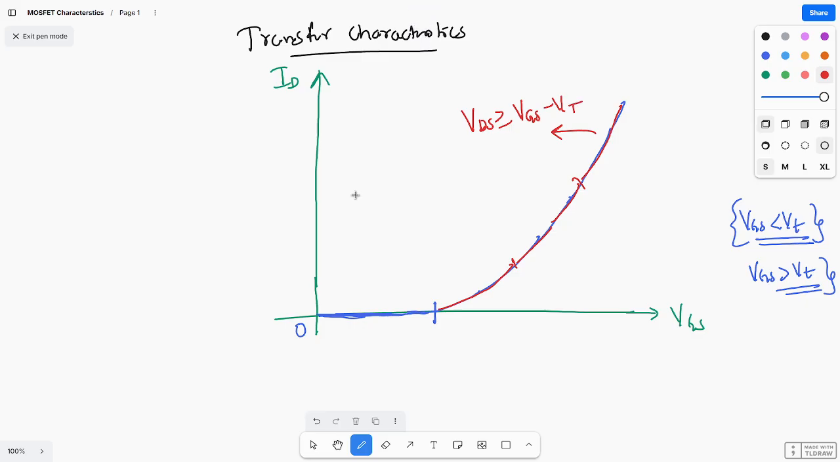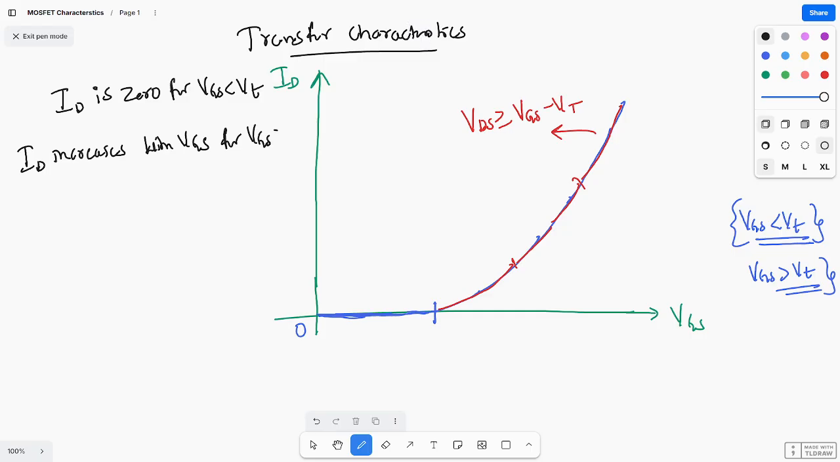So from this I can write ID equal to 0 for VGS less than VT. Why? Because no channel is forming, only a weak inversion layer is forming, so there is no drain current. ID increases with VGS for VGS greater than VT, when the channel is formed.